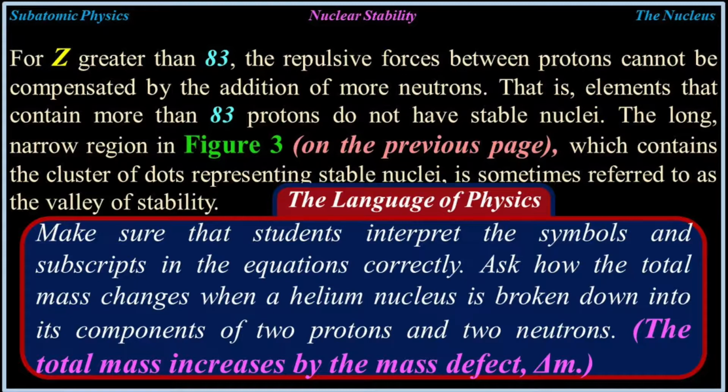Language of physics. Make sure that students interpret the symbols and subscripts of the equations correctly. Ask how the total mass changes when a helium nucleus is broken down into its components of two protons and two neutrons. The total mass increases by the mass defect, delta M.